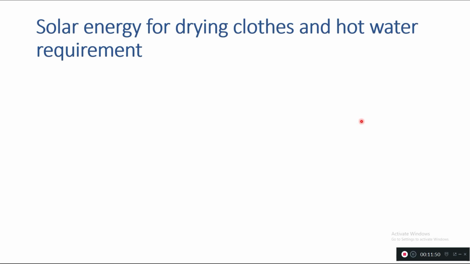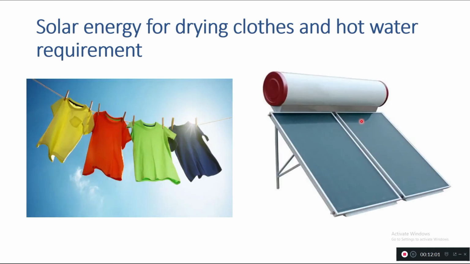So the next step you can do is you should use solar energy for drying the clothes and to meet your hot water requirement. We wash the clothes in the washing machine and then we dry them by the dryer. But instead of using the dryer, you can use solar energy for drying the clothes, because the dryer consumes a lot of electricity.